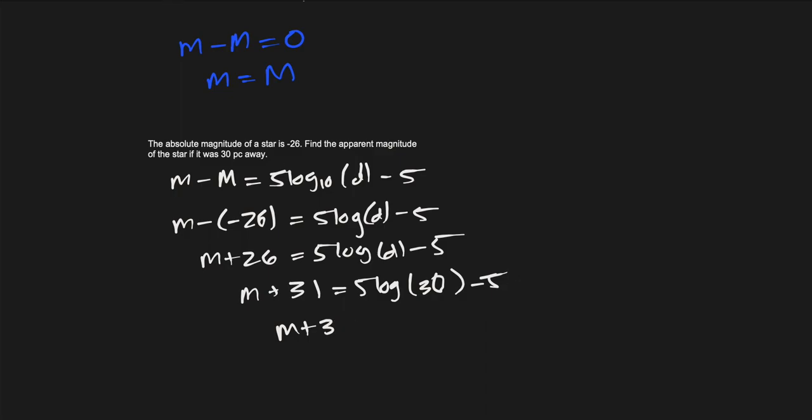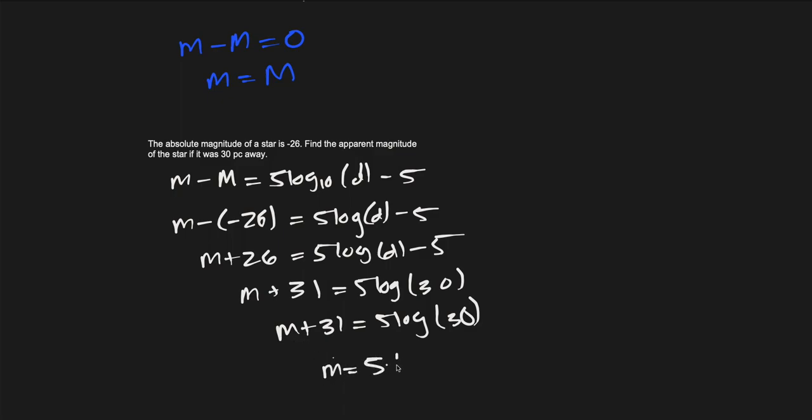Oh wait, sorry about that. I forgot to delete the negative 5 at the end. So m plus 31 equals 5 log of 30. And we can simplify 5 log of 30: we know log of 30, if you plug that into our calculator, is 1.477. And we can just solve for that.